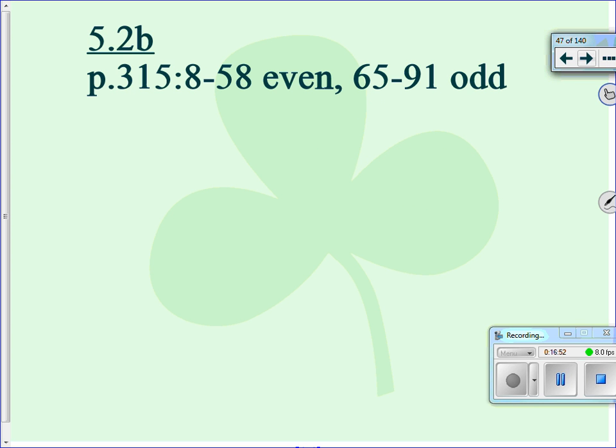Okay, so there is your assignment. You can only check the odds. We will check the evens and pass those tomorrow.